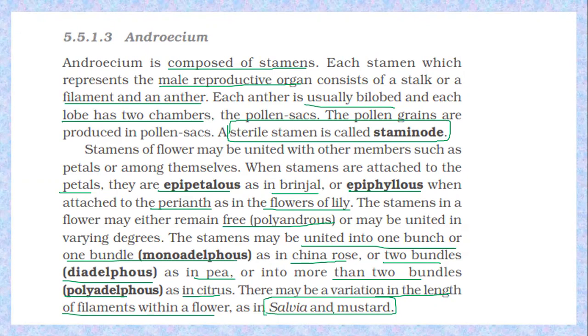Epipetalous is androecium combined with the petals, as in brinjal. Epiphyllous, androecium combined with the perianth, as in flowers of water lily. Monoadelphous condition, one bundle, as in China rose. Two bundles, diadelphous in pea. More than two bundles, polyadelphous in citrus. And there is a variation in the length of the filaments within the flowers, that is in salvia and mustard.